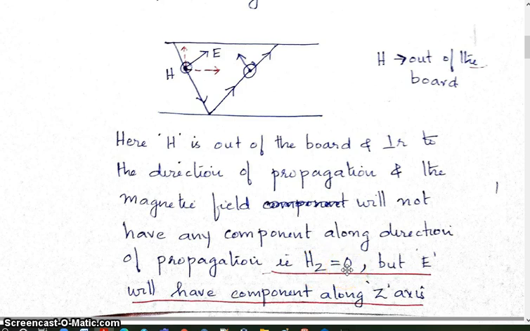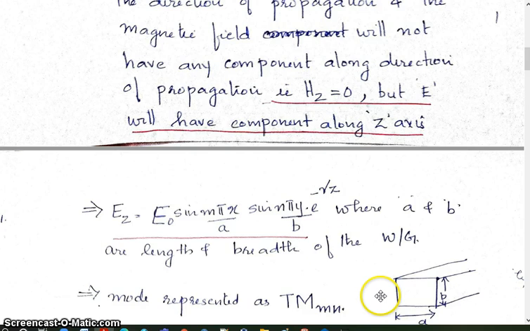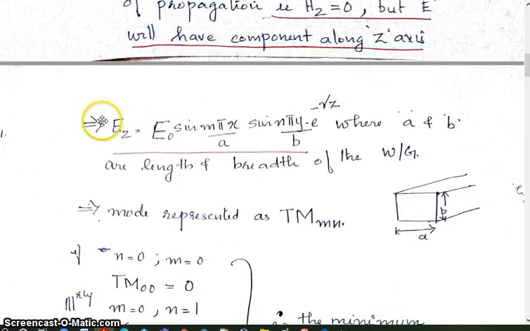That means in TM mode of a rectangular waveguide, the magnetic field will not have any component along the z-axis. Its component will be along the x-axis and y-axis. But when we see the electric field, that is E, the electric field will have components along x, y and z axis. And Ez, the electric field component along the z axis, is given by E naught sine m pi x by a sine n pi y by b exponential minus gamma z, where a and b are the length and breadth of the waveguide.